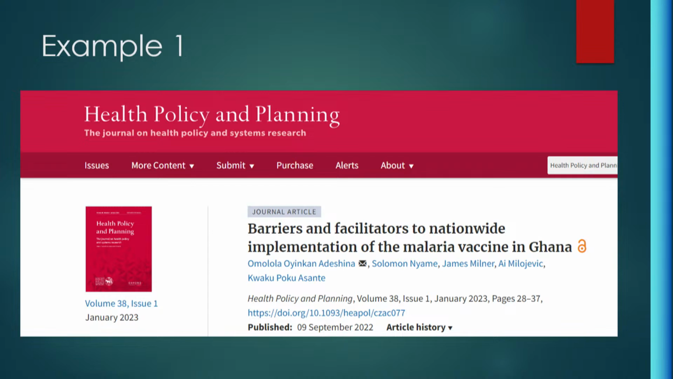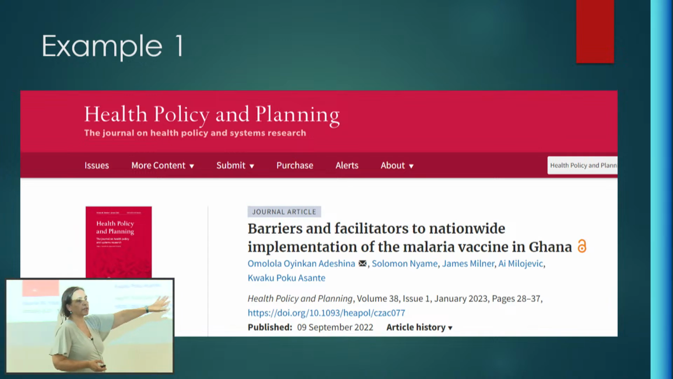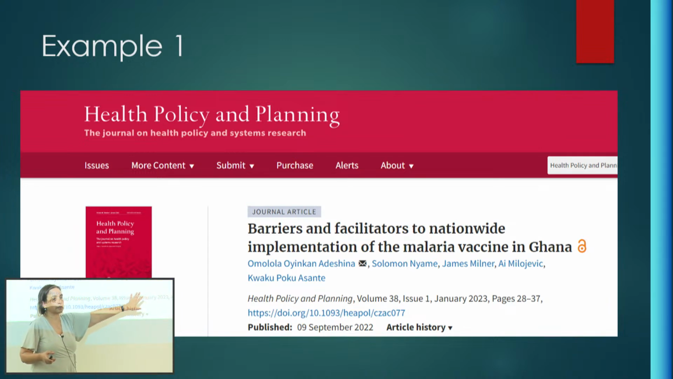What are the concepts that you think are important here? Don't worry, it doesn't have to be sophisticated, but what pops out for you? Barriers, facilitators, yeah, and? Implementation, yeah? So vaccine by itself is not necessarily a theory. Vaccine is a vaccine, yeah? But this gives you some clue, and implementation gives you a clue.